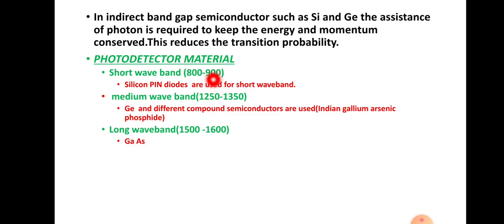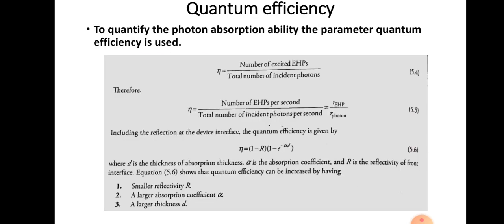You can see that these are the three windows of operation of light in the case of optical fiber. The first is situated around 900 nanometers, the second around 1300 nanometers, and the third around 1550 nanometers. These are the three windows of operation, and for these three windows different materials are used. These are the different materials used.